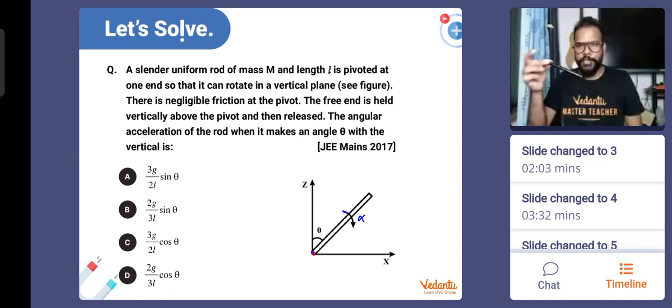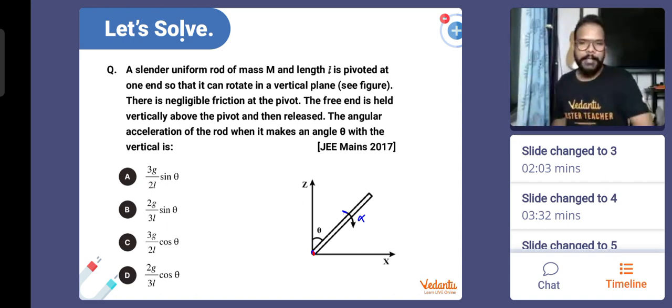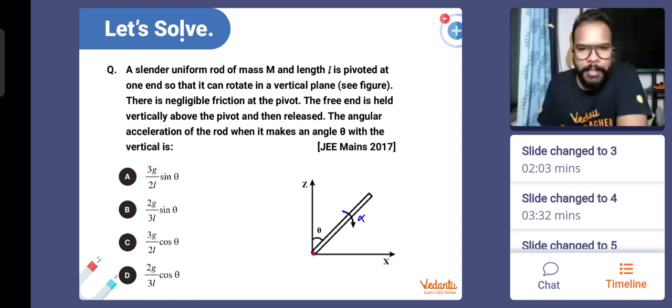It is something of this sort only. I'm hinging this pen right now, so it is going to move like this. In our case, it is vertical. It is basically making an angle theta with the vertical and moving in a vertical circle. It says that there is negligible friction at the pivot and the free end is held vertical above the pivot and then released. So earlier your rod was vertical and then it is released, so it starts falling like this.